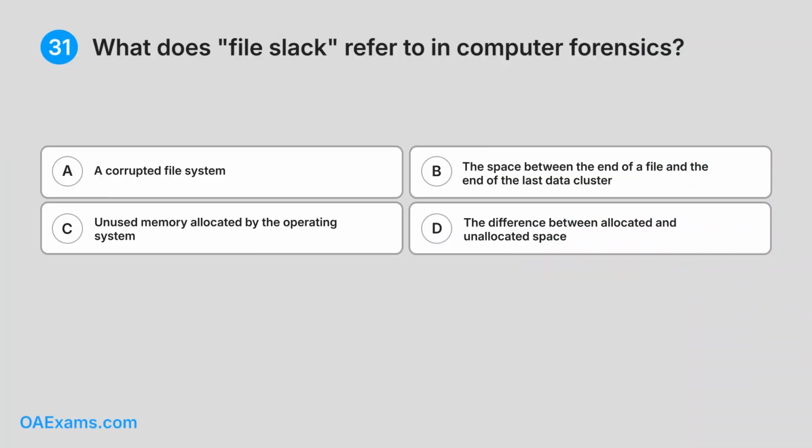31. What does file slack refer to in computer forensics? A. A corrupted file system. B. The space between the end of a file and the end of the last data cluster. C. Unused memory allocated by the operating system. D. The difference between allocated and unallocated space. Do you know the answer?